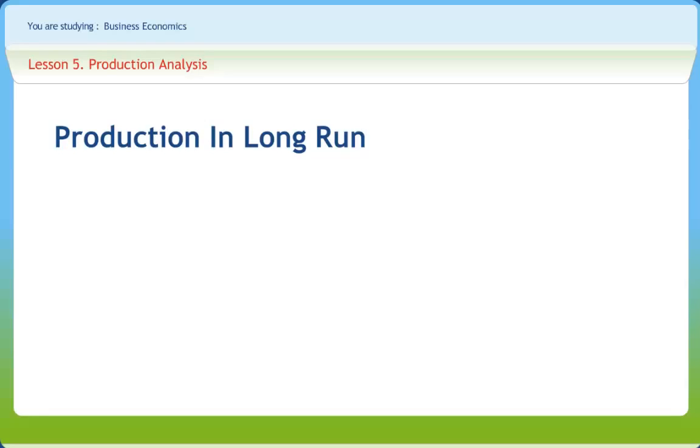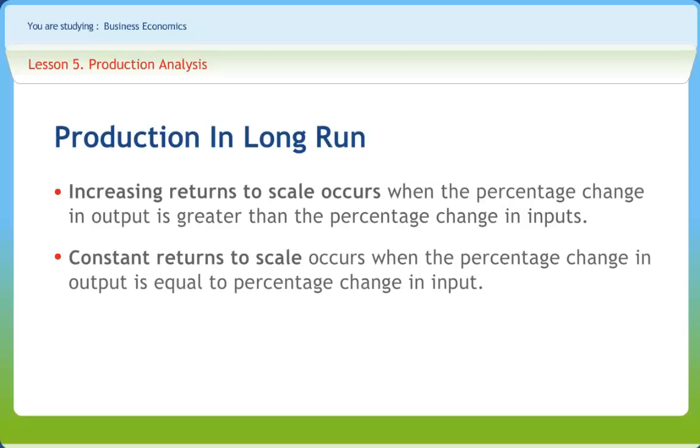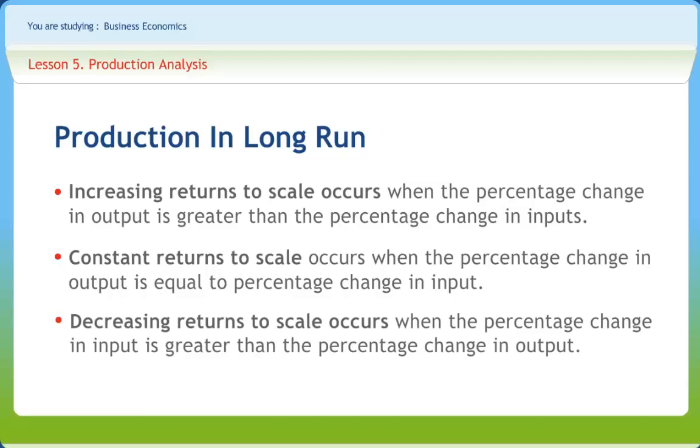Unlike the short run, where only one factor of production is variable, in the long run, all factors of production become variable, and returns to scale begin to operate. There are three stages of production, namely increasing returns to scale, constant returns to scale, and decreasing returns to scale. Increasing returns to scale occurs when the percentage change in output is greater than the percentage change in inputs. Constant returns to scale takes place when the percentage change in output is equal to the percentage change in input. And as the name suggests, decreasing returns to scale occurs when the percentage change in input is greater than the percentage change in output.